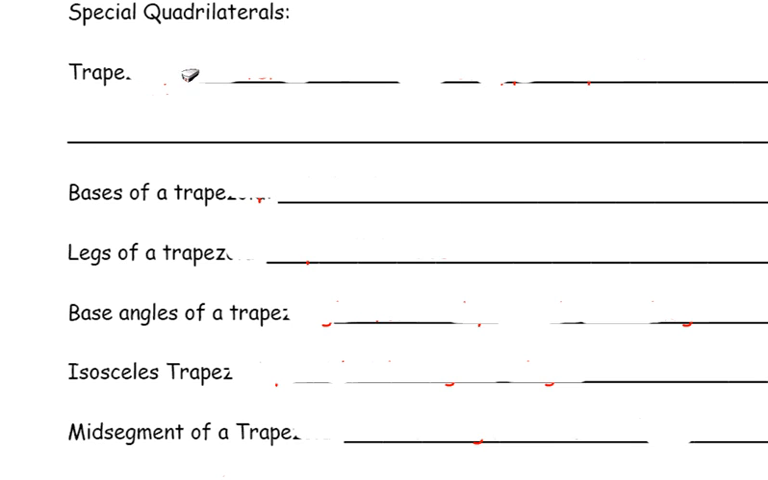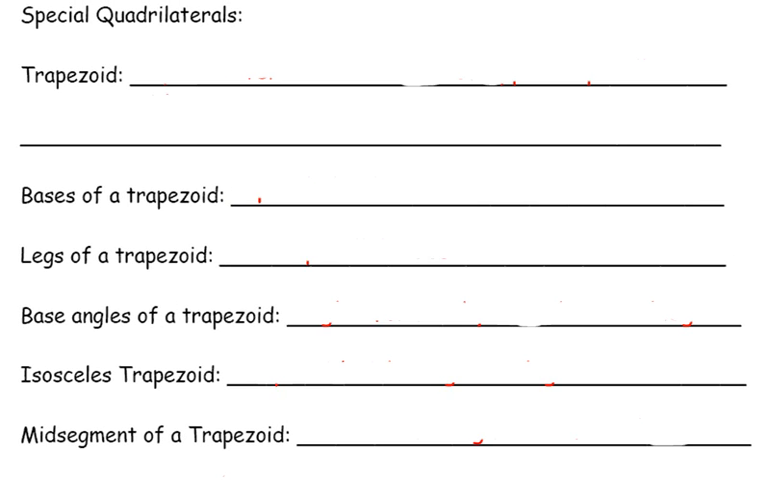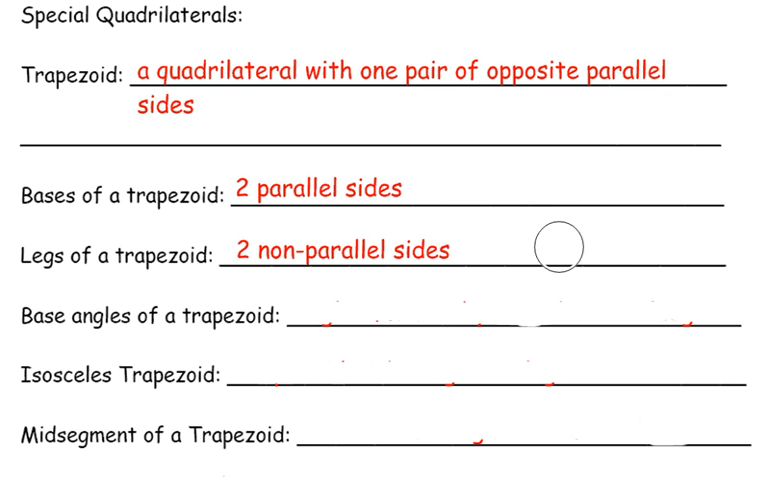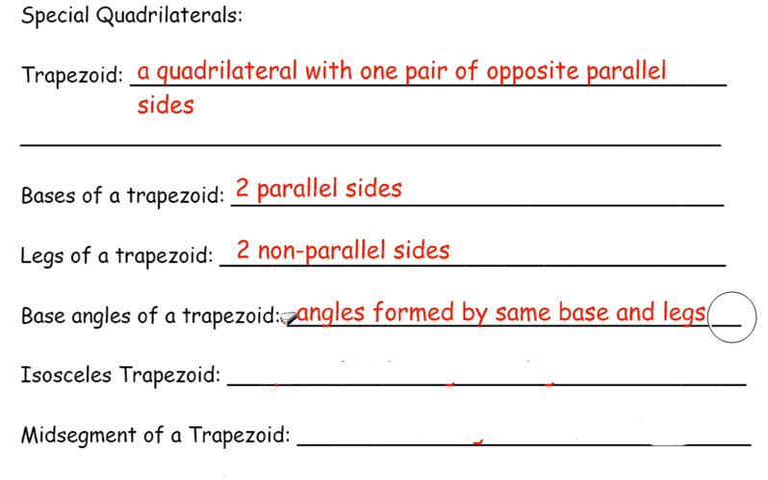First, we have a trapezoid. Let's try this again. A trapezoid is a quadrilateral with one pair of opposite parallel sides. We call those parallel sides the bases, which would mean the two non-parallel sides are the legs. Trapezoids have base angles, and base angles are formed by the same base and the legs.